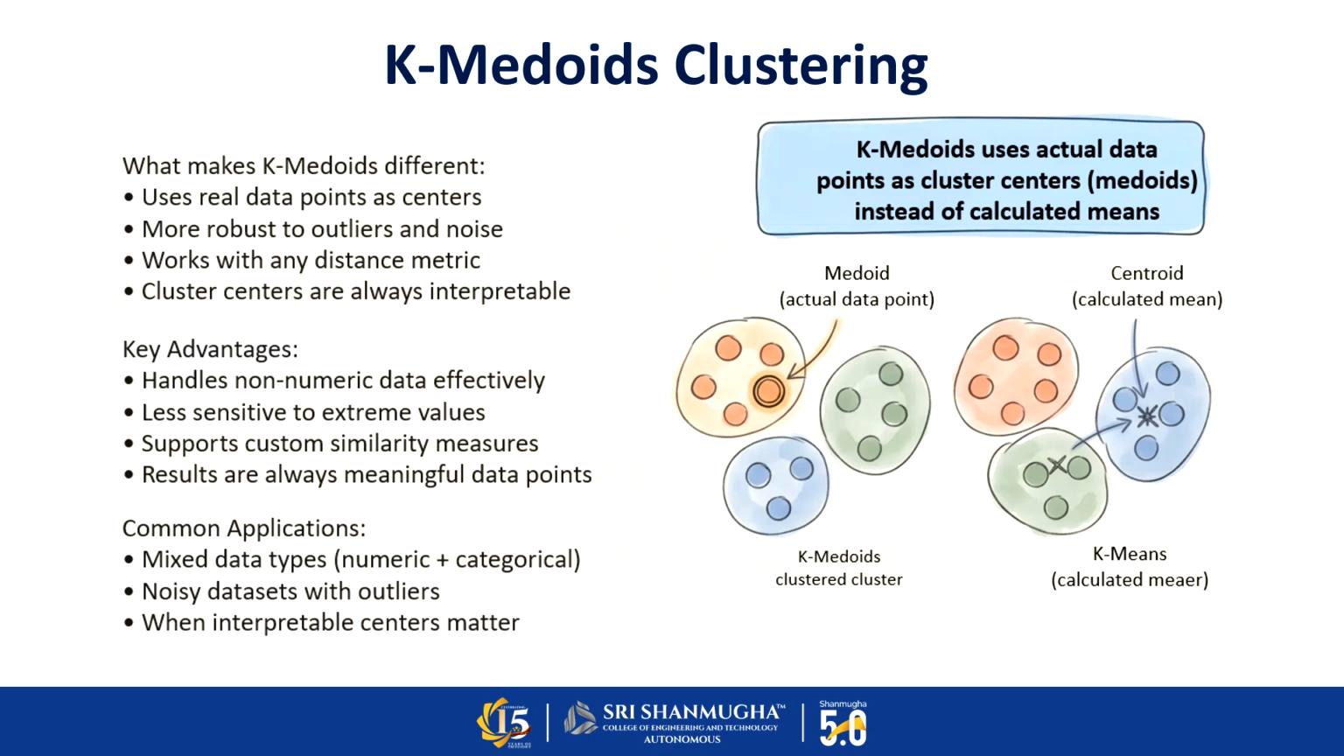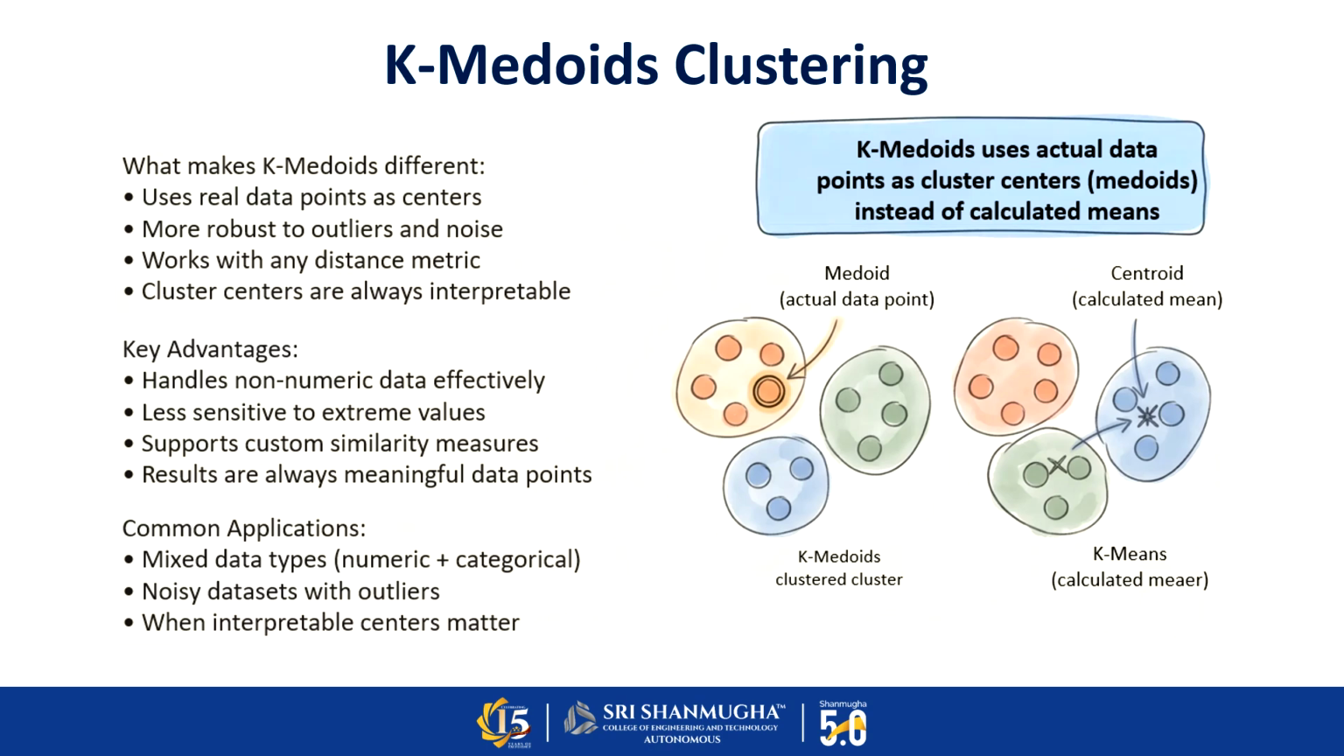K-Medoids clustering. So what is the idea? It uses actual data points, that is the medoids, as centers. And advantages: it handles outliers better, it works with any data type, and it is more interpretable. So when we compare K-means and K-Medoids, K-means uses a centroid and K-Medoids uses a medoid. So use K-means when data has no noise or mixed types.